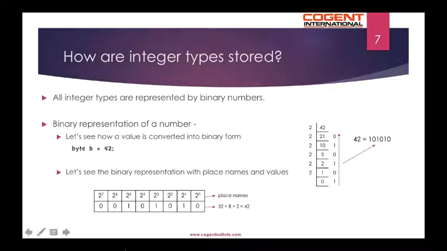So in this case, 1 is multiplied by 2 to the power of 5, which is 32, plus 2 to the power of 3 multiplied by 1, which is 8, plus 2 to the power of 1 multiplied by 1, the product is 2. So we have 32 plus 8 plus 2, which results in 42.